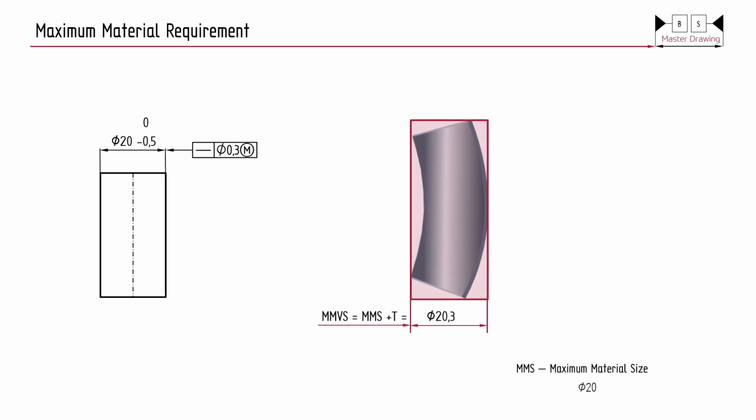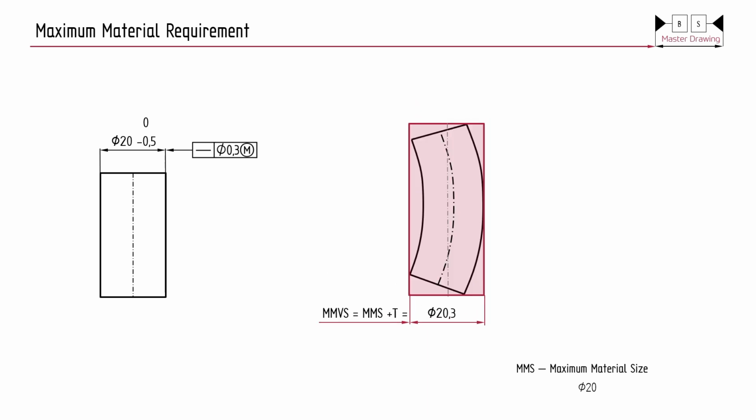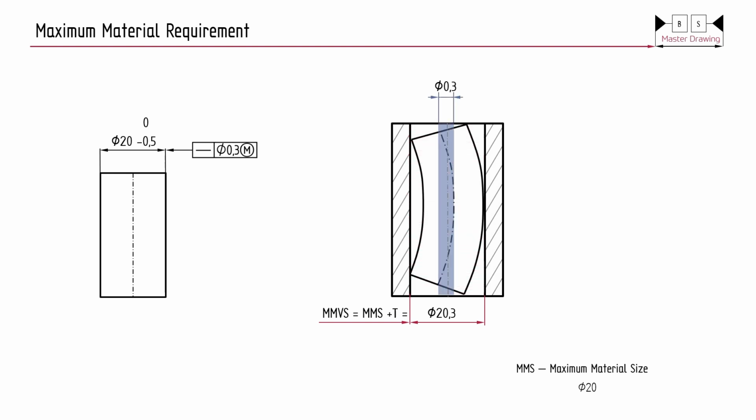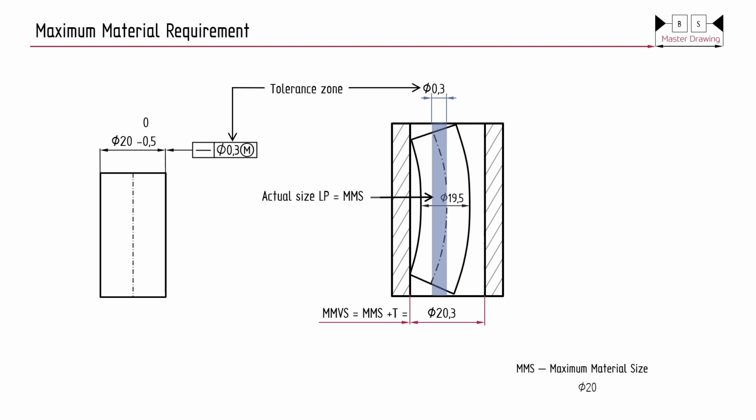A method of verifying such a requirement is to use a go-no-go gauge. As can be seen, both the geometric and dimensional tolerances have been fully utilized. The shaft has reached its maximum size while its straightness deviation is at the permissible limit of diameter 0.3. This is exactly the condition indicated in the drawing specification. The shaft surface does not exceed the envelope, meaning it fits within the gauge.